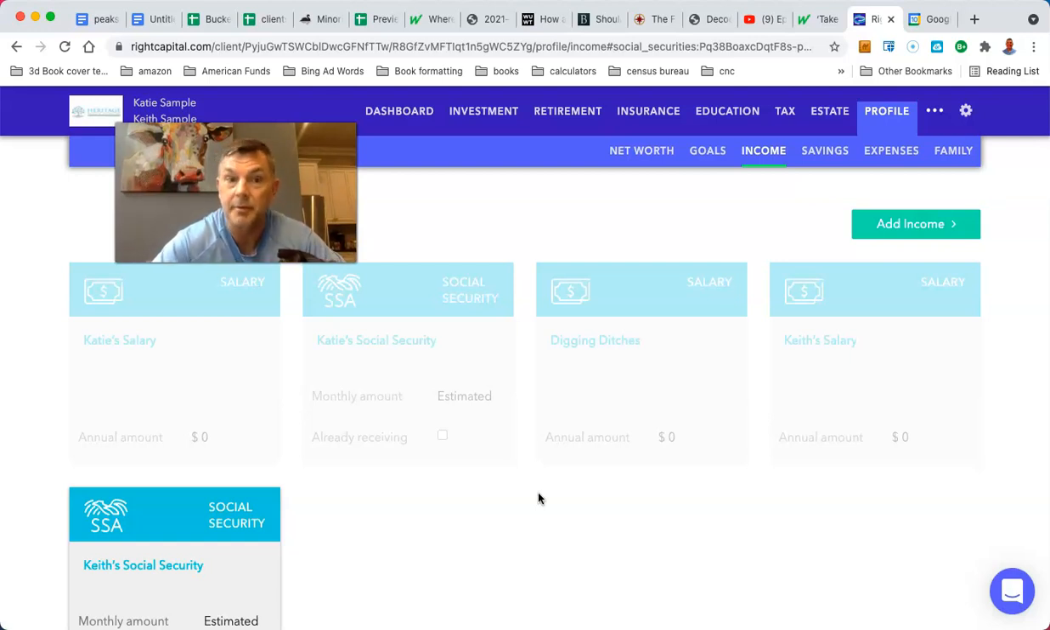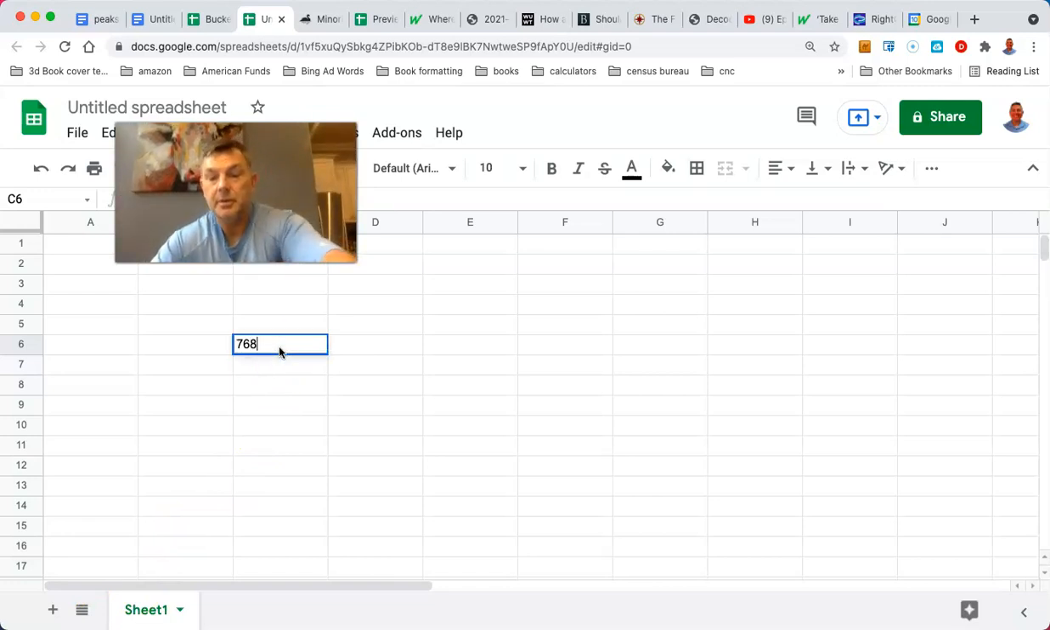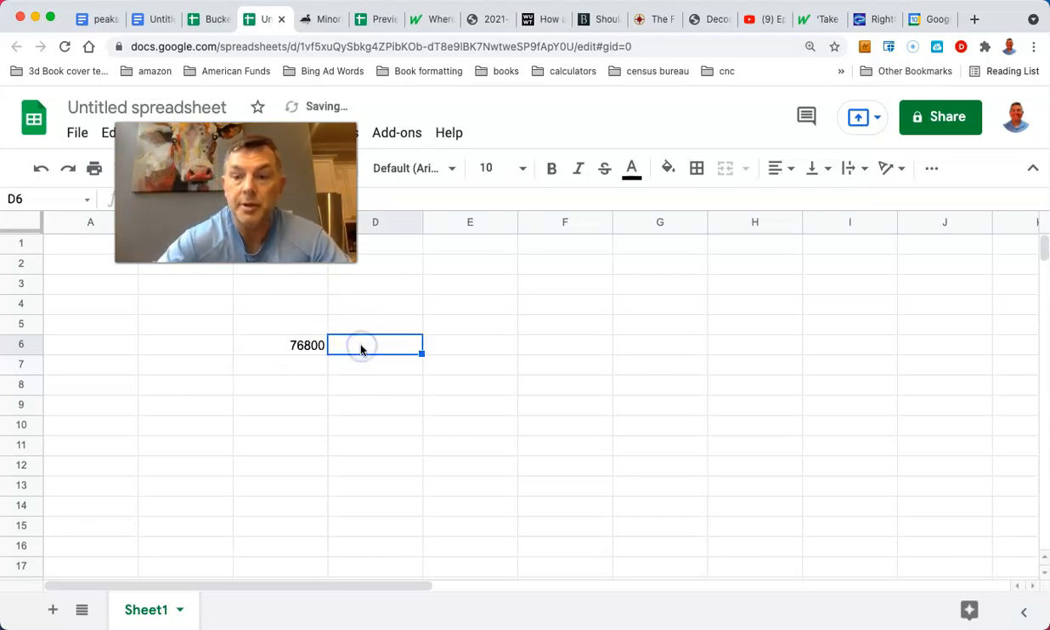Not going to pay anything. All right, let me show you why. Social Security works like this. In terms of figuring your taxation, you have to take your total Social Security benefit, which is $76,800. You divide that by 2, which gives us $38,400.